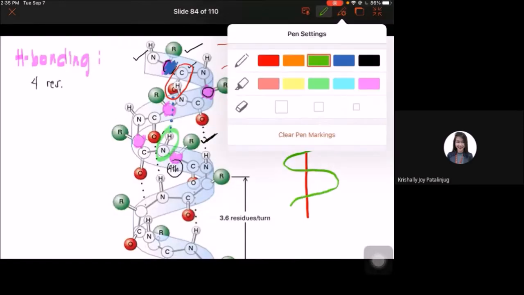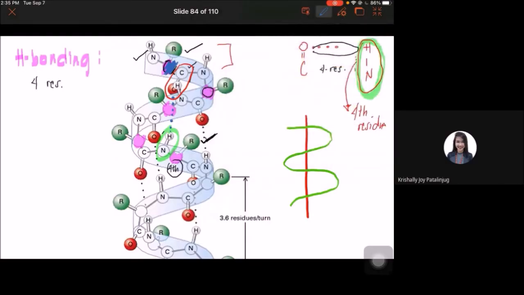So, a hydrogen bond is created between oxygen and hydrogen. It goes like this. Okay, and that is every 4 residues apart, every 4 residue interval. So with that being said, we can connect the alignment of the hydrogen bond with that of the axis of rotation.